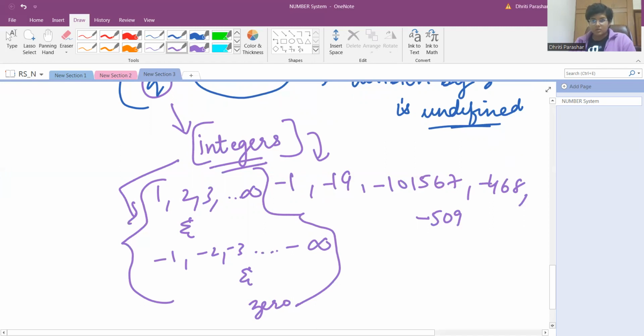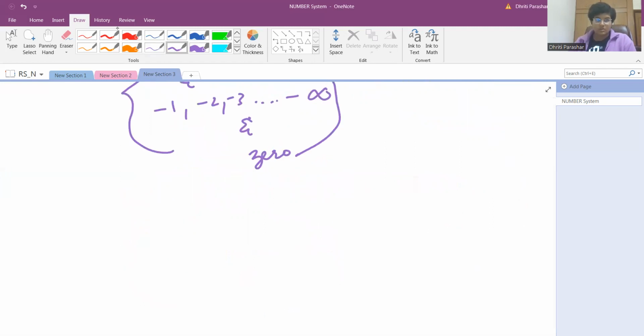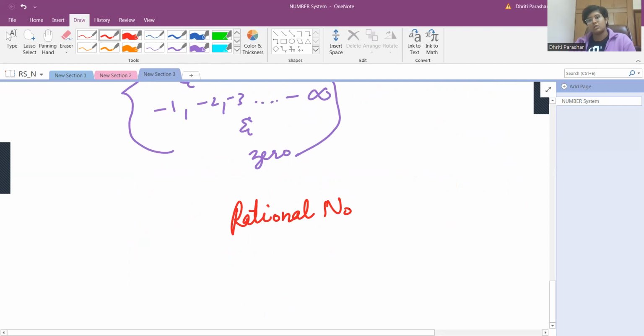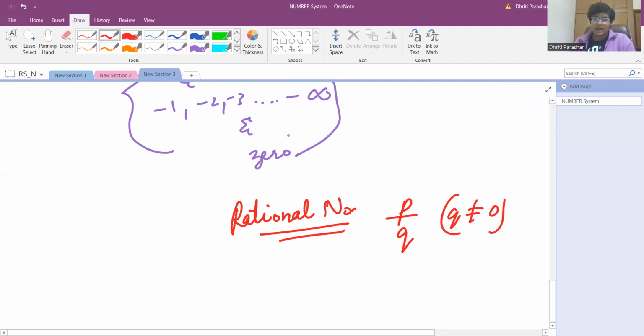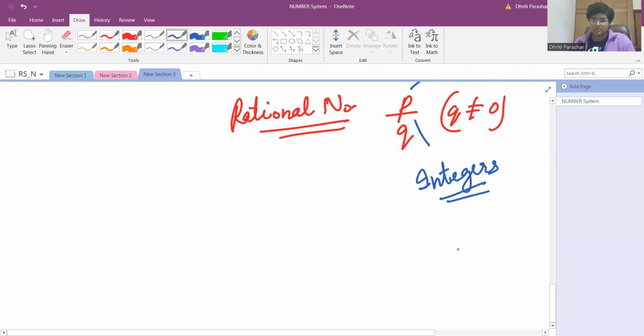So basically, coming back to rational numbers, they are represented in the form of p by q. q is not equal to 0 because division by 0 is undefined. And an important criterion here: p and q both are integers.